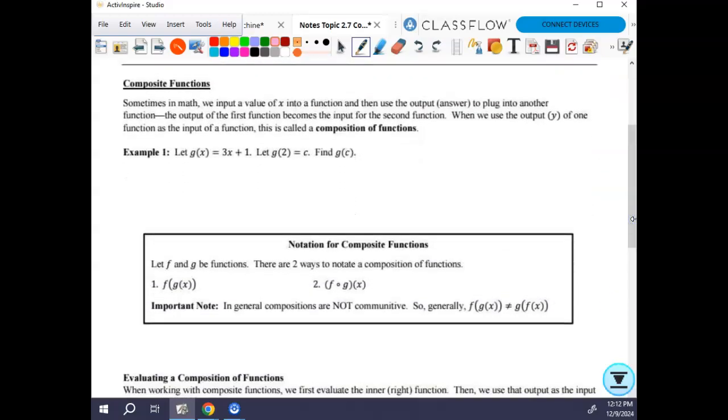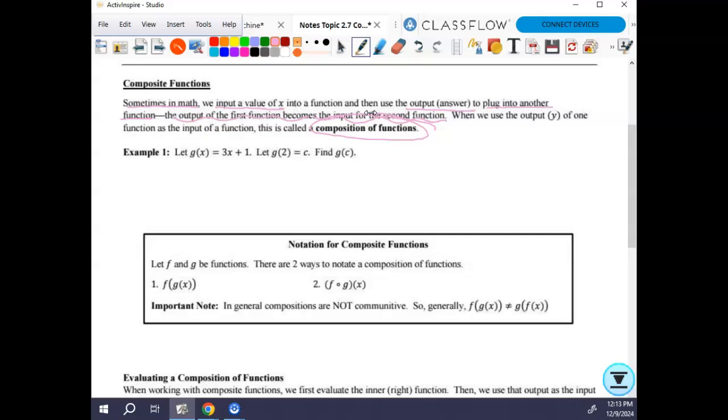So sometimes in math, we input a value of x into a function and then use the output to plug into another function. So the output of the first function becomes the input for the second function. When you do that, that is what makes it a composition of functions. Okay, so your output becomes your new input, and then you get another output.